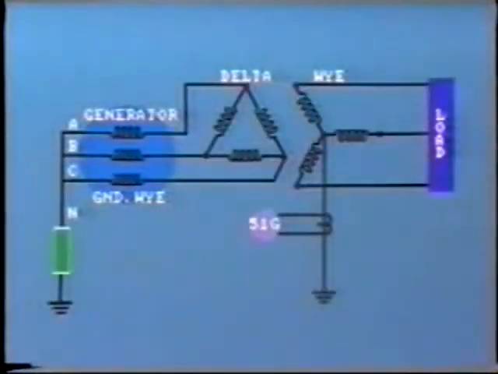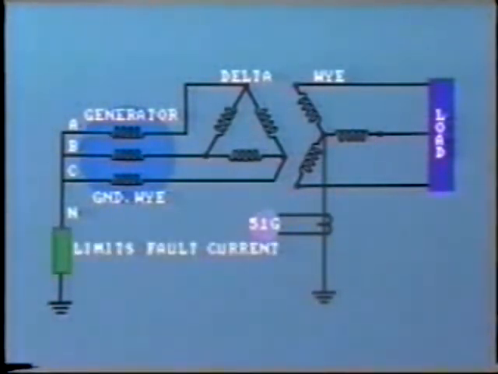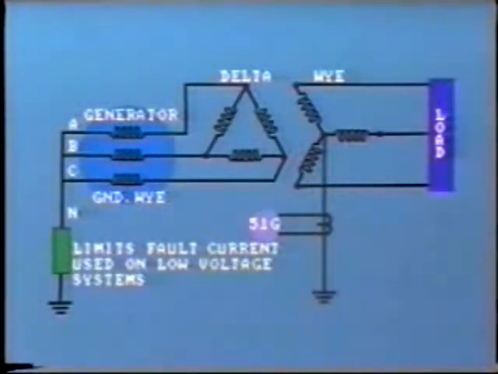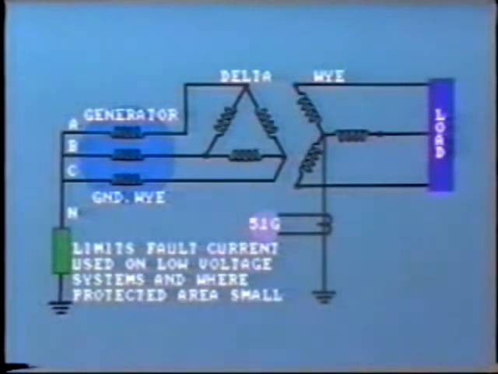We have pointed out that in utility practice, the equipment is usually solidly grounded at voltages above 40 kV. Now, at lower voltages, sometimes equipment is grounded through an impedance to limit fault current. An example is the generator neutral. The impedance may be in the form of a resistance or reactor, or perhaps a grounding transformer. The main objective of this is to limit the available fault current. This method is used on systems up to about 30 kV and where the protected area is quite small.